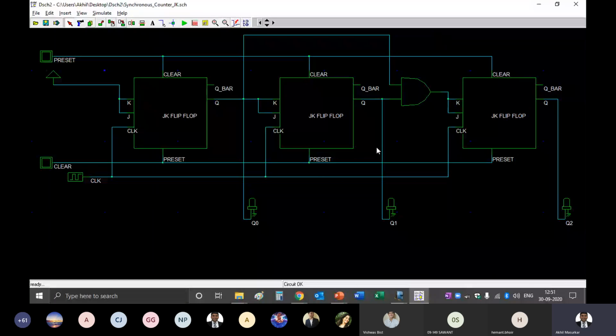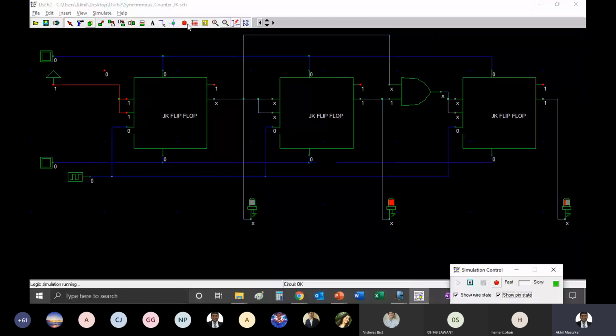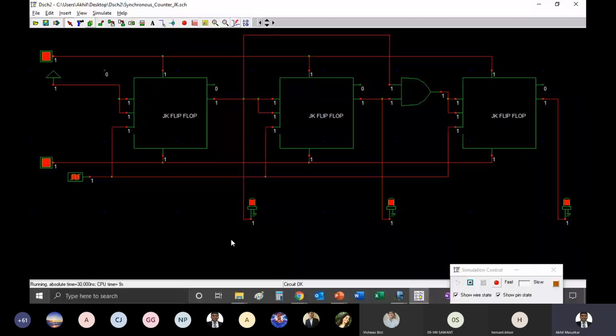So this is the same circuit and we can simulate it here. First you have to clear and reset it to 1. So now we have 0. If you want, we can also have that display for our own convenience.